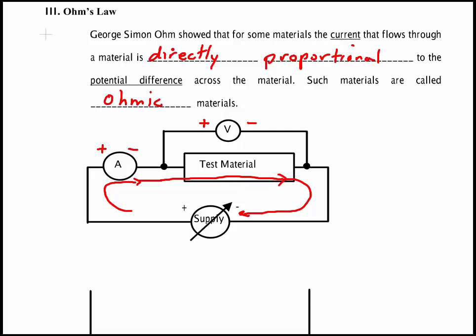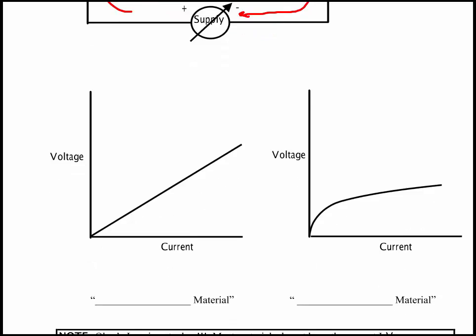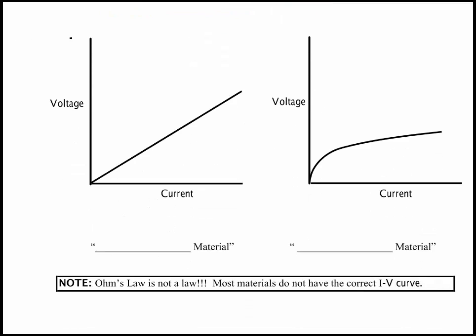If you find that when you do this experiment and you plot the voltage against the current, either the voltage on the Y and the current on the X, or you can do it the other way often, where you plot the current on the Y and the voltage on the X, since I'm controlling, in this case, the voltage in the supply, although there are current supplies that you can buy. Then if I plot this voltage versus current and I get a straight line, that material is an ohmic material.